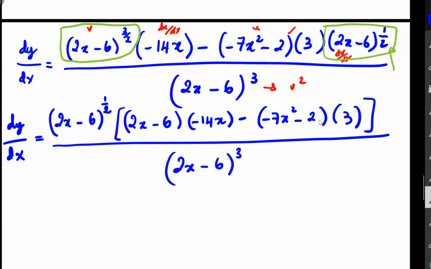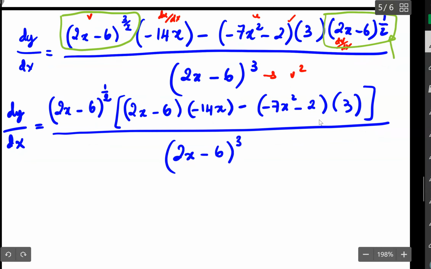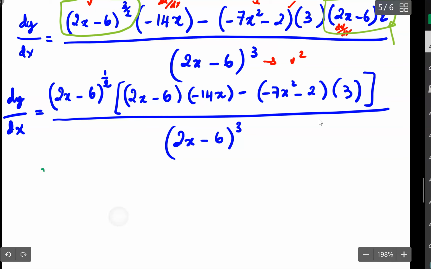Alright, so a quick review. Let me do a quick review here. And here is the trick that I showed everyone for factoring.